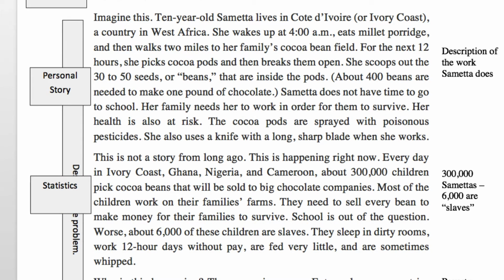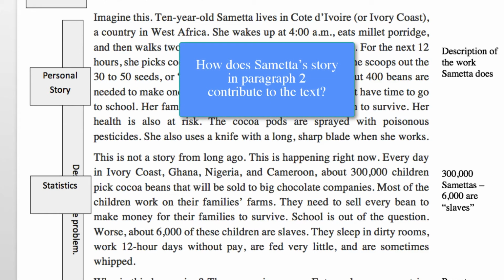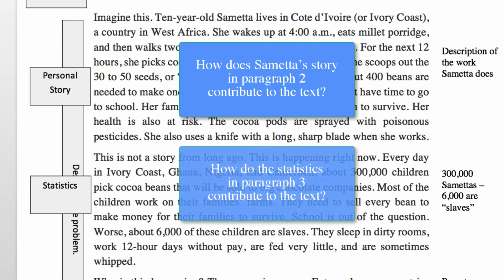Before moving on to the third read, take time to think of the effect of the author's craft. The author chose to present her ideas with these techniques. Why? How does Sameta's story in paragraph 2 contribute to the text? How did the statistics in paragraph 3 contribute to the text?